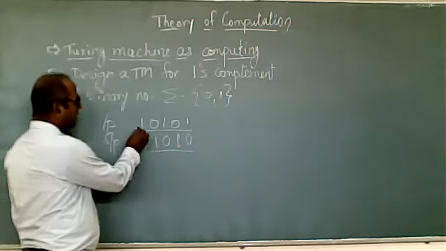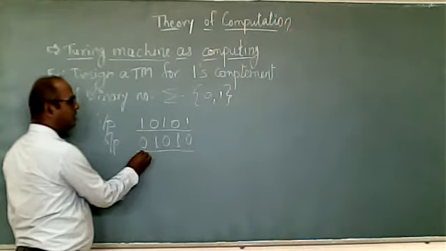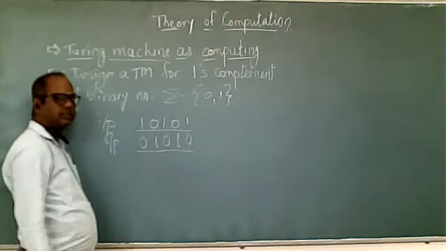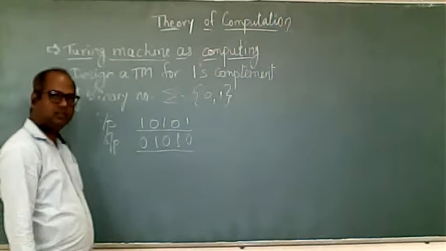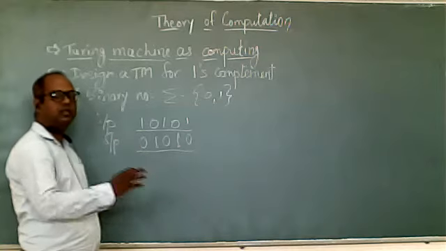Simply what we are doing: if input is 1, we are converting it to 0. If input is 0, we are making it a 1. That is nothing but a one's complement. 0, we have to make 1. 1, we have to make 0.